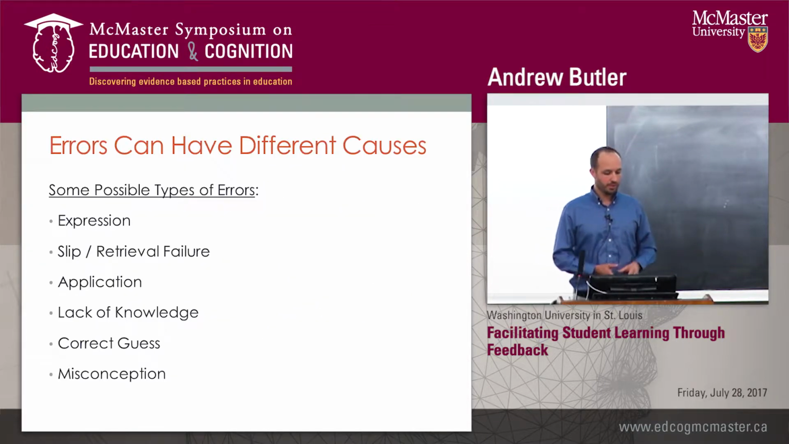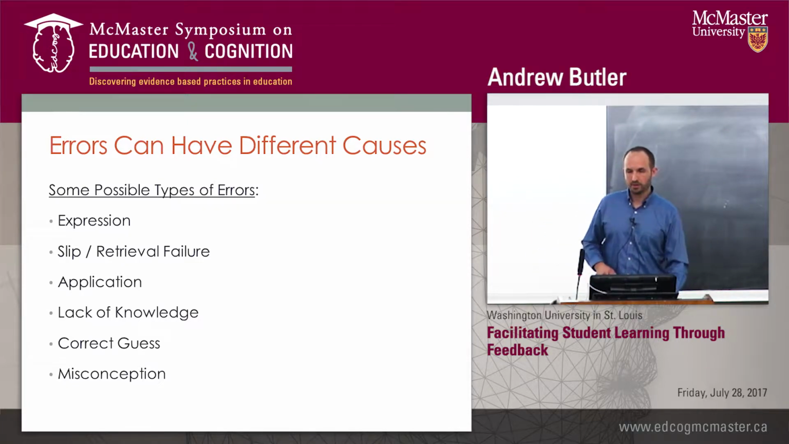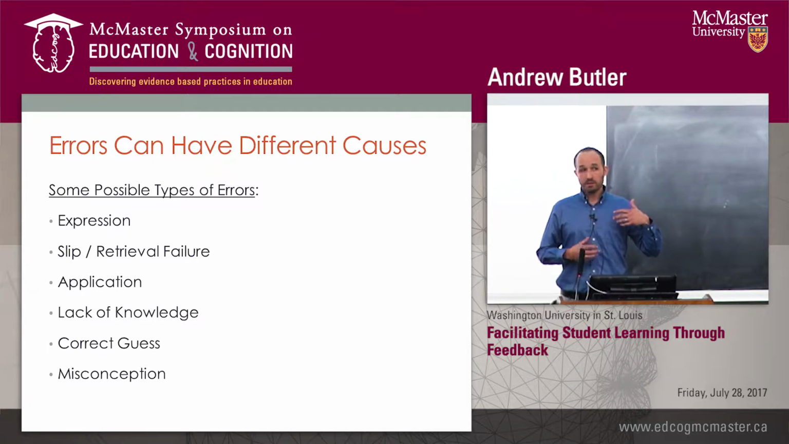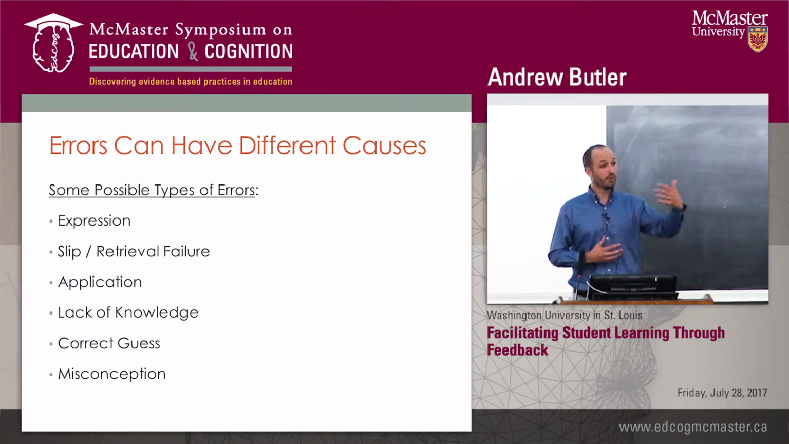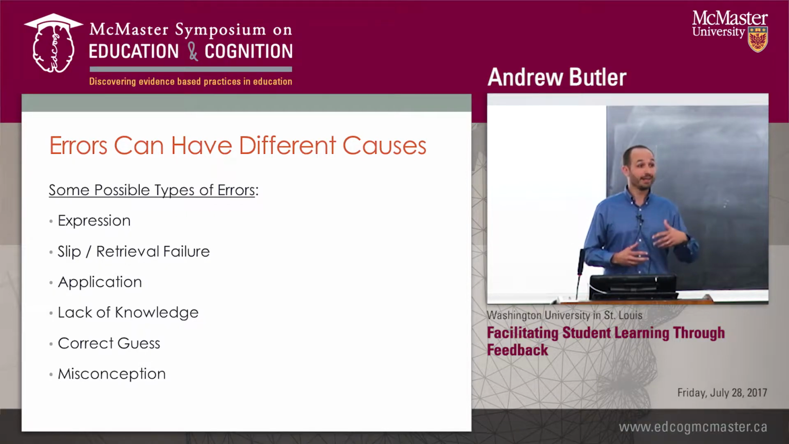One of the things that I've been very interested in is drilling down on errors and trying to understand student errors and the etiology of these errors, right? Because not all errors are created equally, right? They have different causes. And here are some possible causes of errors, right? A student may have the requisite knowledge but may fail to express it in that situation, right? They may make a calculation error or something. They may slip or fail to retrieve knowledge in that situation. They may have knowledge but fail to be able to apply it. They may completely lack knowledge or correctly guess. And finally, they might have a misconception.